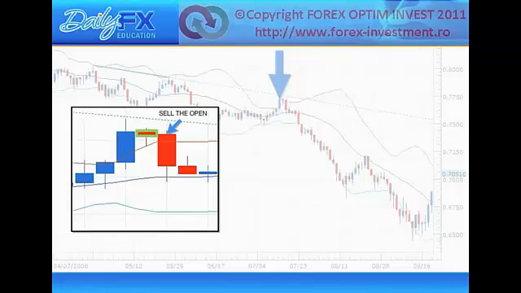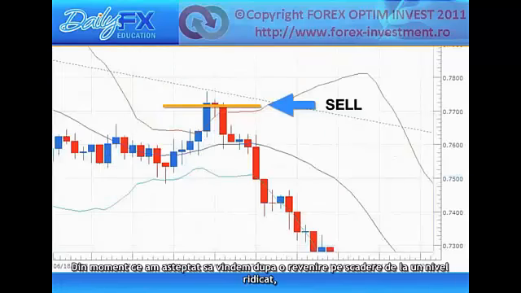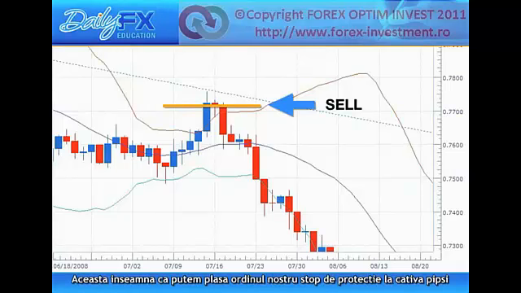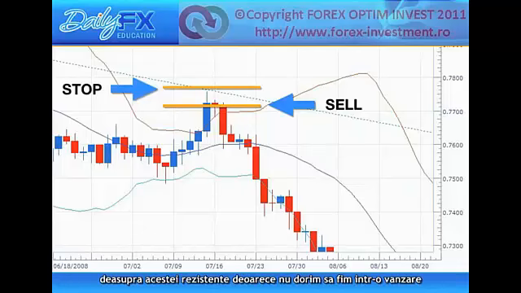Since we waited to sell after a bounce back down off of a high, we can identify that high as possible resistance. That means that we can place our protective stop a few pips above the high, as we would not want to be in a sell trade if the market reverses back to the upside and prints a new high.